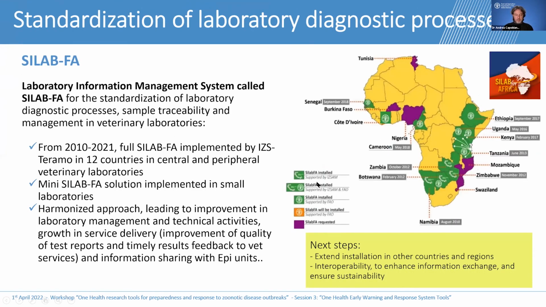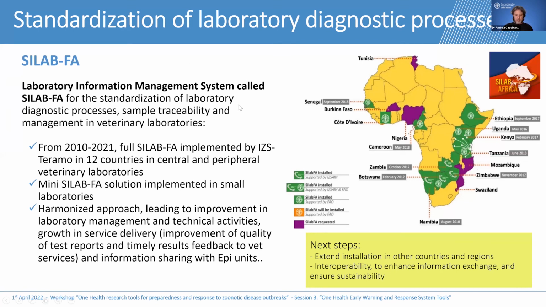Within the tools that FAO has developed, there is also CLab for Africa, that is a laboratory information management system. It's been implemented in over 12 countries in Africa, and it's currently in discussion with the other countries in Africa and now also in Asia. It allows the standardization of laboratory diagnostic processes, as well as sample traceability and the management of information within the veterinary laboratories.